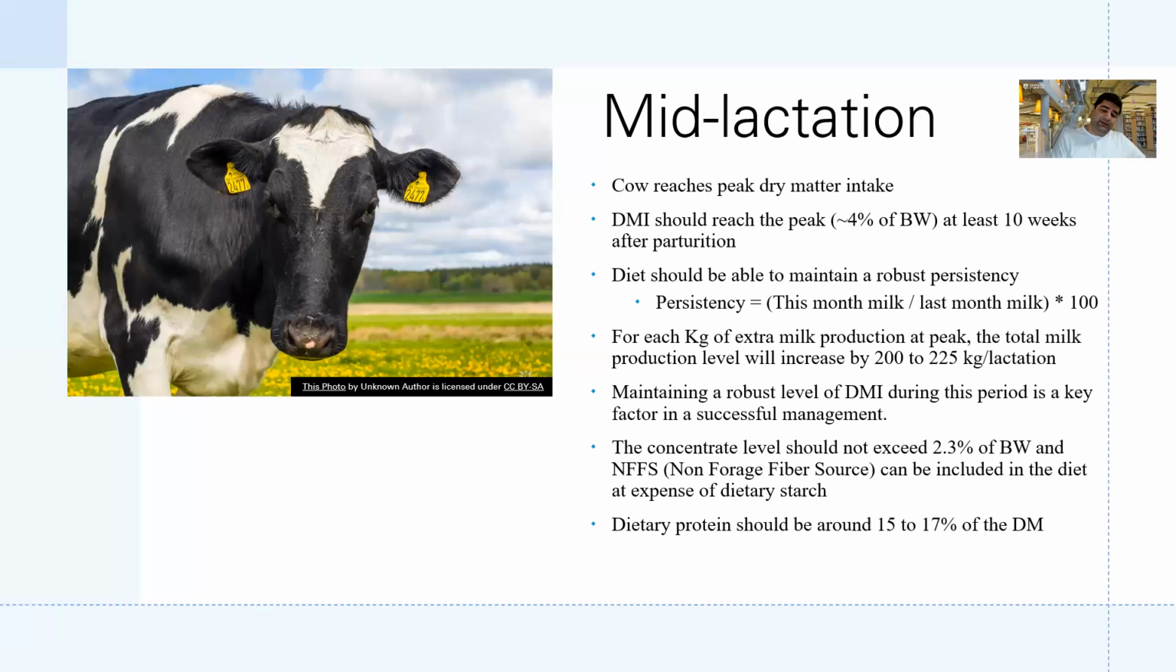And on the other hand, non-forage fiber sources can be included in the diet at the expense of dietary starch. Then we are talking about NFFS, or non-forage fiber source. It can be soybean hull, it can be beetroot, it can be other sources of fiber which are not forage, but they contain fiber. And dietary protein should be around 15 to 17% of the dry matter.